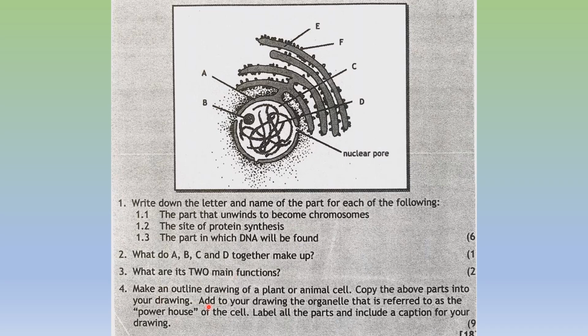Now here, we're not going to actually draw it, but it says, make an outline drawing of a plant or animal cell and add to your drawing the organelle that is referred to as the powerhouse of the cell. So this is again recapping grade 10 stuff. What is the powerhouse of our cell? The powerhouse of our cell is the mitochondria. Why? Because the mitochondria produces ATP, which is energy.